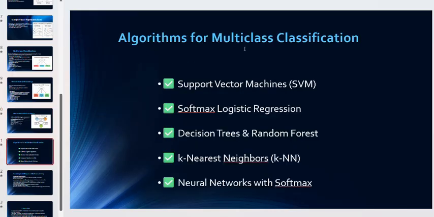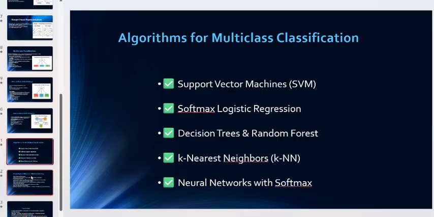So these are the algorithms for multi-class classification. Several algorithms are used for multi-class classification. First is support vector machine, and then decision tree and random forest, and then softmax logistic regression, and then k nearest neighbor, and then neural networks. Each has its own uses. For example, decision trees are easy to understand, while neural networks can handle very complex tasks.